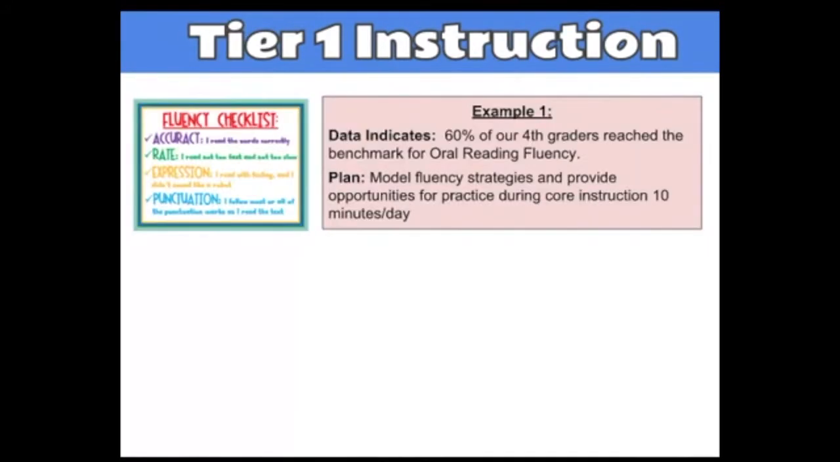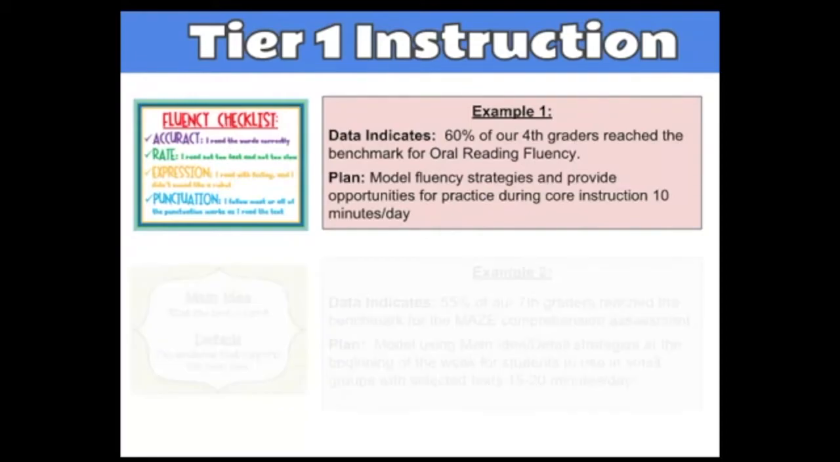Example 1 is an overview of data indicating that 60% of fourth graders reach the benchmark for oral reading fluency. So oral reading fluency is a key foundational skill for fourth grade comprehension. So we want to target that skill within core instruction and try to move that proficiency level up to 80%. So the plan would be to model fluency strategies and provide opportunities for practice during core instruction at least 10 minutes a day in an effort to improve that percentage of students to reach the next benchmark for oral reading fluency.